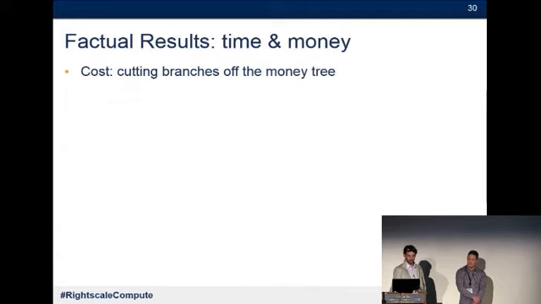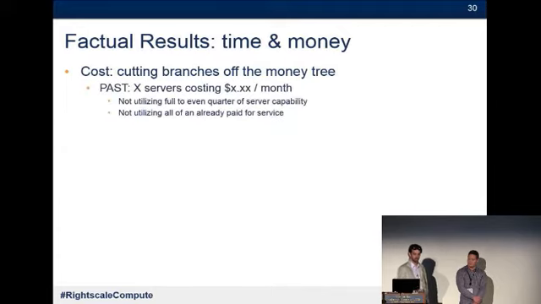Okay, cost. Cutting branches off the money tree. This was definitely a big one for our CEO. Again, those trees eventually stop growing, and we needed to find a pretty quick solution. In the past, we had X amount of servers, and we were spending X per month. We were definitely not utilizing the full potential of that server, or even close to it, and yet we still thought we needed more.